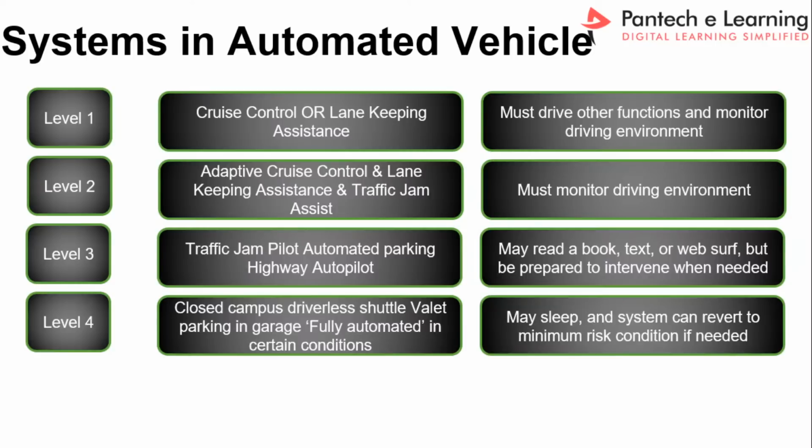But in level 4, there is a little more relaxation for the driver. Here, for a defined map, the vehicle can run automatically. Wherever it requires a stop, or wherever an object is detected, the vehicle can operate automatically. The driver may take some rest, but not completely, as there is some risk involved.